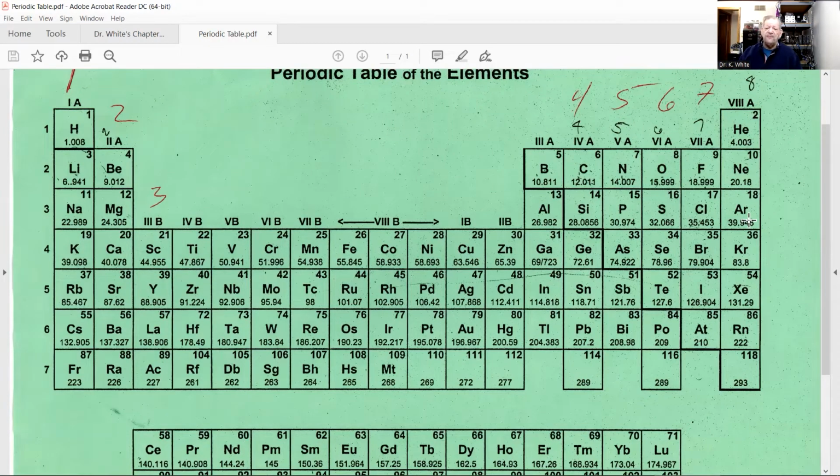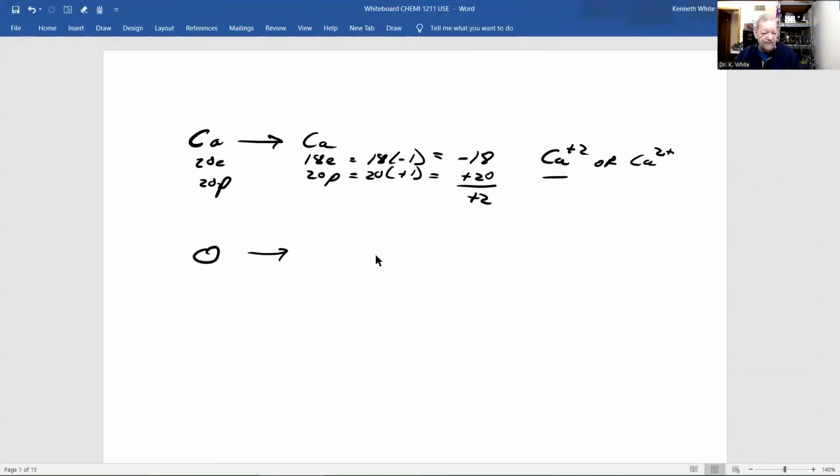Therefore, for oxygen to be happy, have an octet, it will go from 8 to 10. So it has 8 electrons, 8 protons. It wants to be stable, so it will go to 10 electrons, but still have 8 protons. Remember, each electron is a -1 charge. Each proton is a +1 charge. Do the math, and we have -10 plus 8. Add them together, we get a -2.